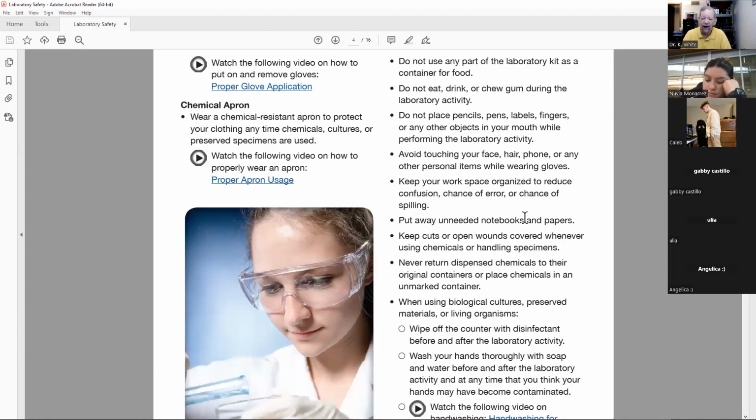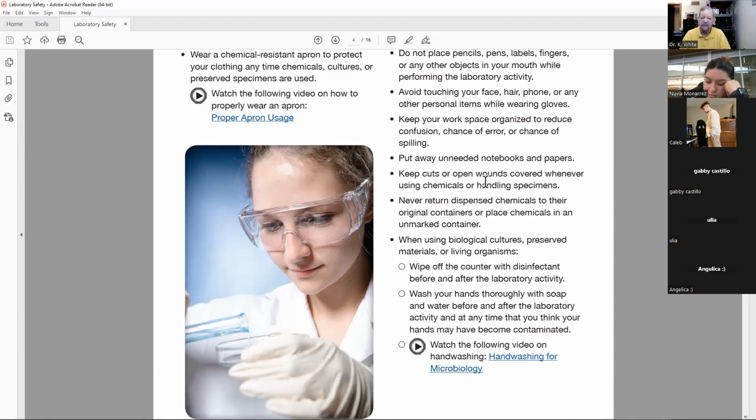Now, always keep your area clean and organized. Know what you're going to do, and shouldn't have any unneeded papers or notebooks around. Keep cups or open wounds, hopefully you don't have any, covered, meaning wear your gloves. I assume that's where you're going to have them on your hand, like a paper cut. And never return dispensed chemicals to the container. You just dispose of it.